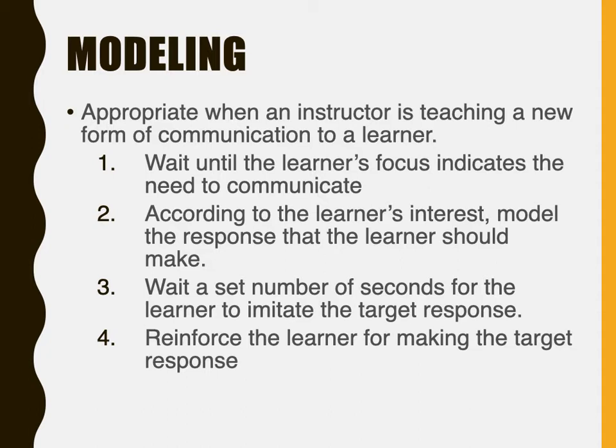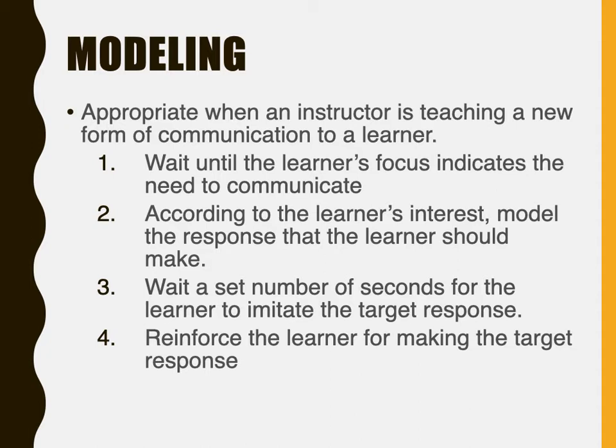For example, a goal may be to teach the student to ask for a drink rather than crying to indicate being thirsty. To use this strategy, you have to make sure your student has the ability to imitate your behavior or verbal behavior. Let me just read these four steps to use the modeling strategy because I just copied these four steps from your textbook. First step, wait until the learner's focus indicates the need to communicate.